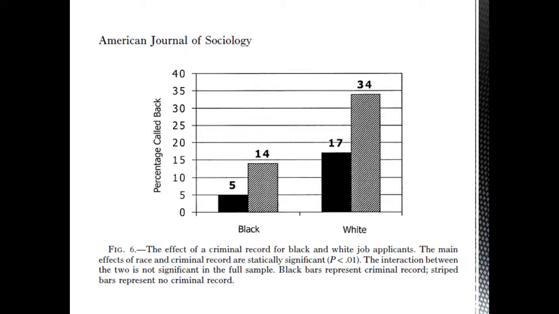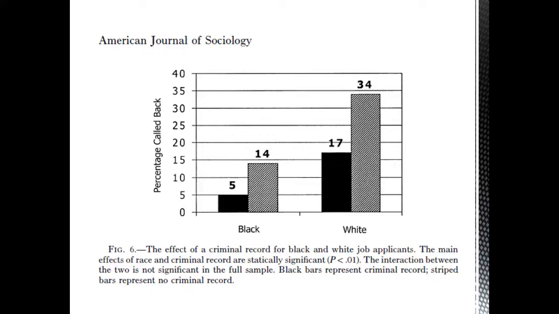And we return then to Pager's demonstration of discrimination in the job market, where you have individuals who have a criminal record. Well, it's easier to be a white person with a criminal record than to be a black person without a criminal record. But the worst experience of all in the job market occurs for black people who have a criminal record that they report, even compared to an equally qualified white applicant.